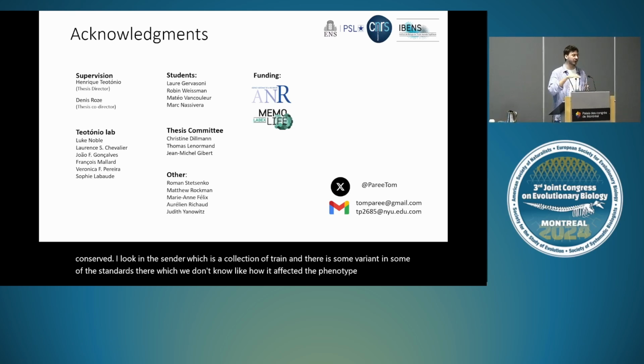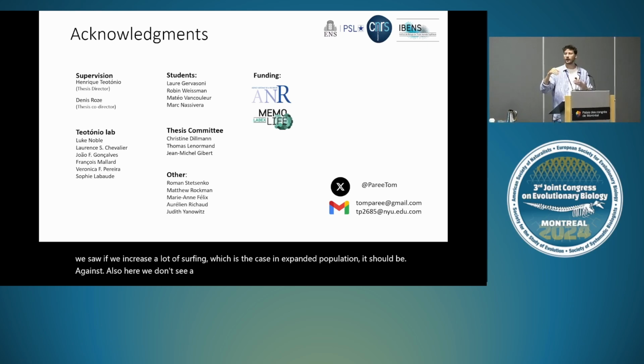But as we saw, if we increase a lot of selfing, which is the case in experimental populations, it should be selected against. Also, here we don't see a direct fitness cost in a lab environment, but maybe with more temperature variation in the wild, it could be selected against just because it messed up meiosis at some point. Sorry. And yeah, that's it.